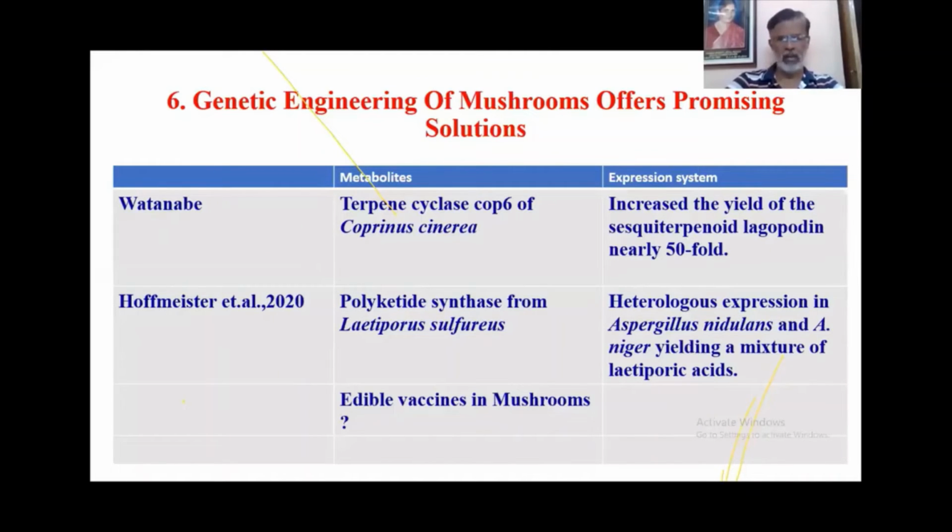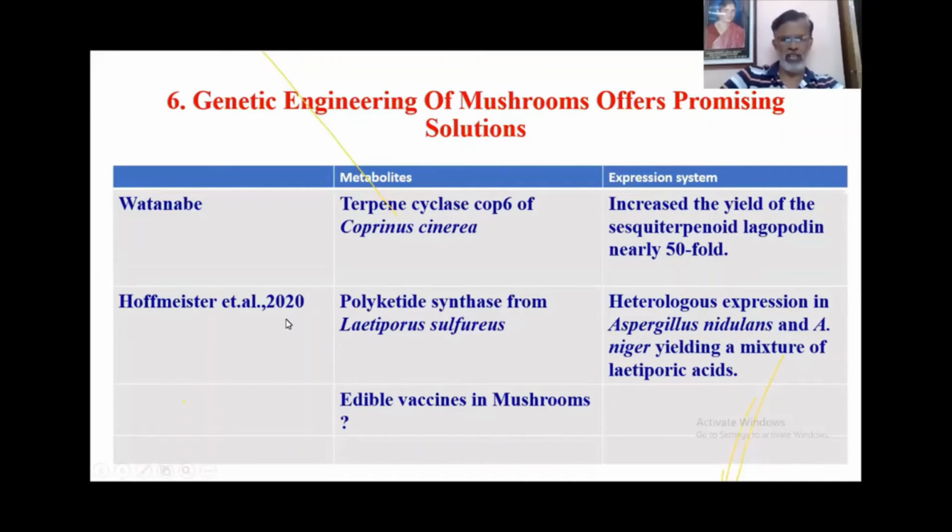But here are examples. Watanabe used the terpene cyclase COP6 of Coprinus cinerea. What is the use of this? He has produced a 50-fold increase in lagopodin in this particular expression system.